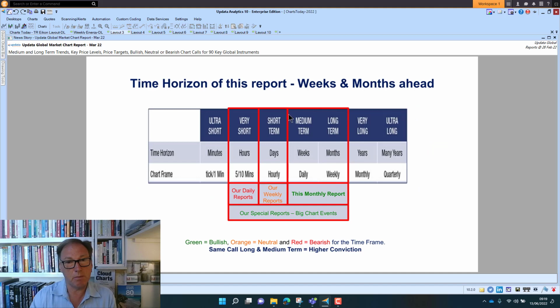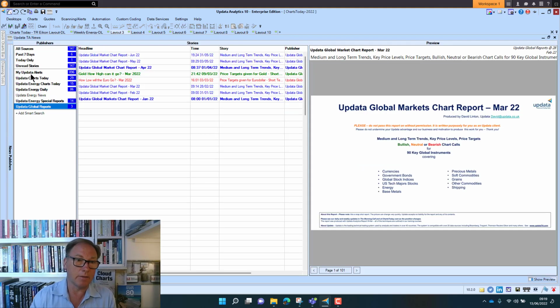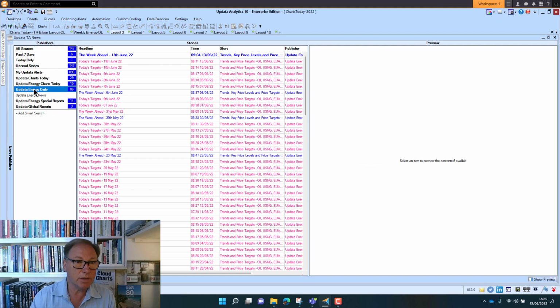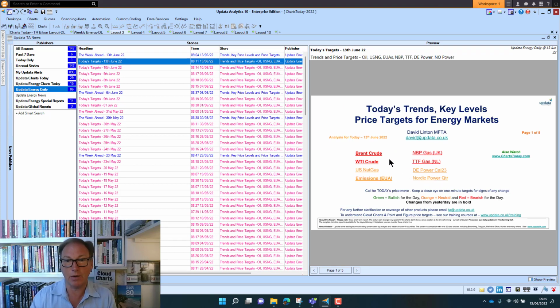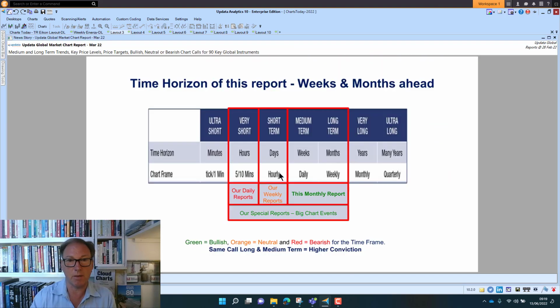And it's worth just remembering time horizon. We put out our reports this morning, and if we look at the energy report, we're bullish on crude oil, for example, for the week, but for today we're bearish, and that really highlights this idea of different time horizons. Very short term is today, short term is this week, medium term is this month, and long term is this year. That's one way to think about it, and our reports cover all of those bases.